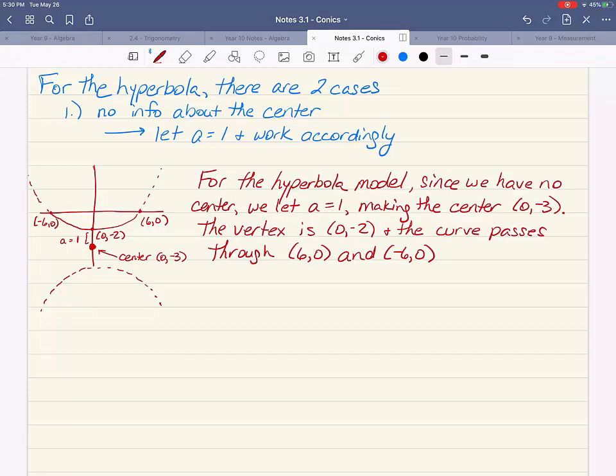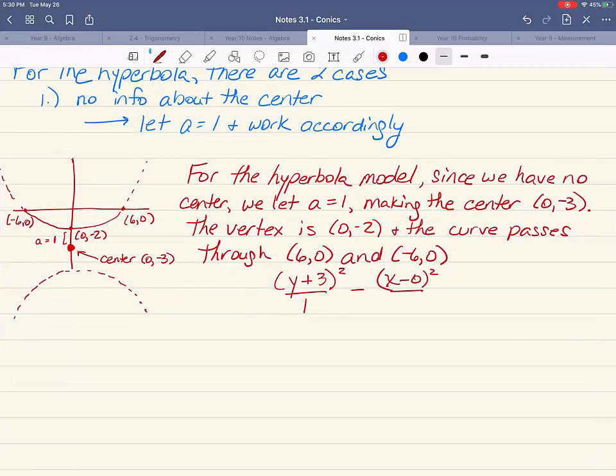First of all, think for a minute. Look back at your formulas page if you need to. If it opens in this direction, up and down, does it start with y or does it start with x? The answer is it starts with y. So since the center is 0, negative 3, this will be y plus 3 squared minus x minus 0 squared, or just x squared, it doesn't matter. Remember that a always comes first in a hyperbola, so a will be 1, a squared is 1 also. The b squared we don't know, so we're going to put a b squared there equals 1.